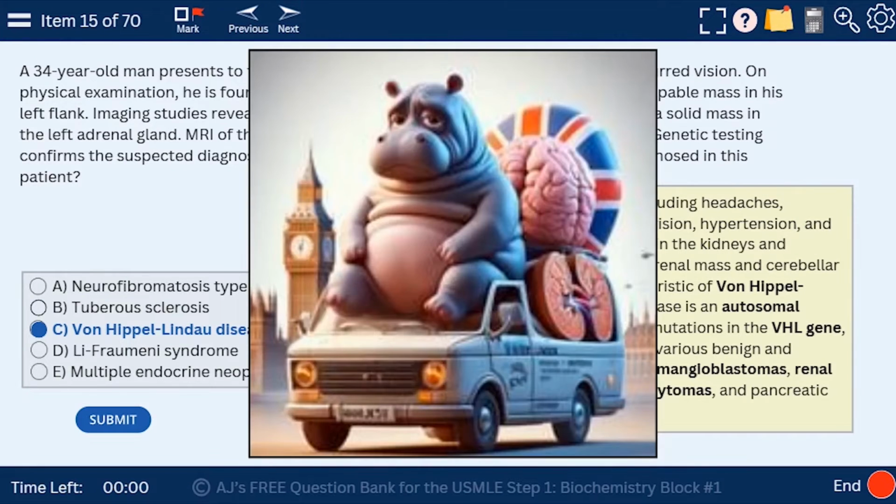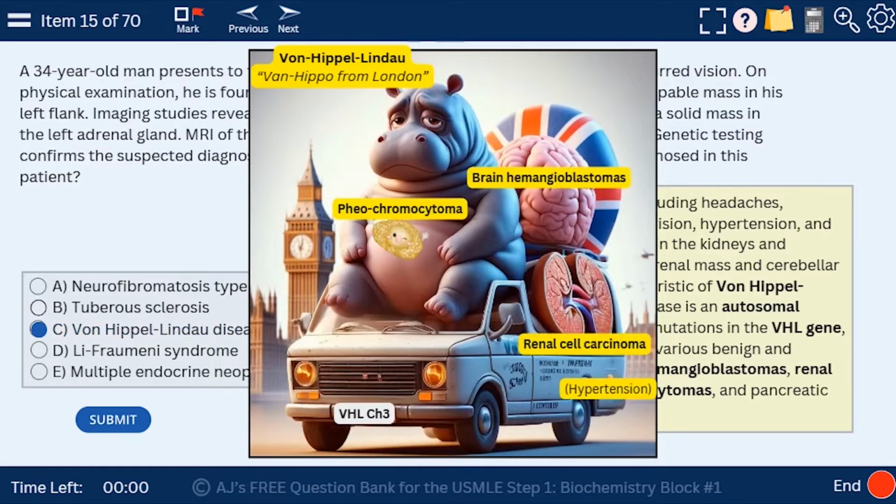And here we have the van with the hippo from London for von Hippel-Lindau disease. And this hippo over here has a pheochromocytoma, has a brain hemangioblastoma, a renal cell carcinoma, and thus he has hypertension. The little guy with hypertension over here. And this is on chromosome 3. Von Hippel-Lindau disease. I hope you like this picture.